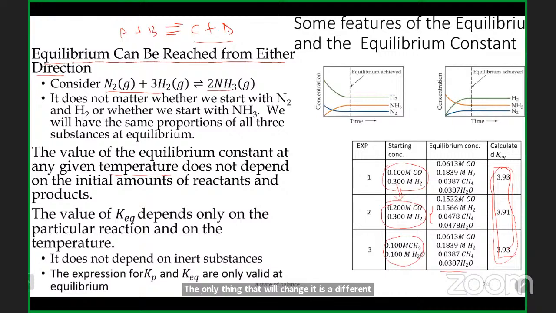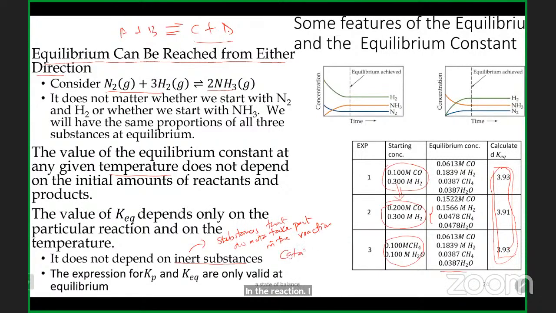It does not depend on inert substances. Inert substances are substances that do not take part in the reaction. An example is a catalyst. A catalyst speeds up a reaction, or in other cases, it slows it down, but it does not take part in the reaction. So it's an inert substance as far as equilibrium is concerned.